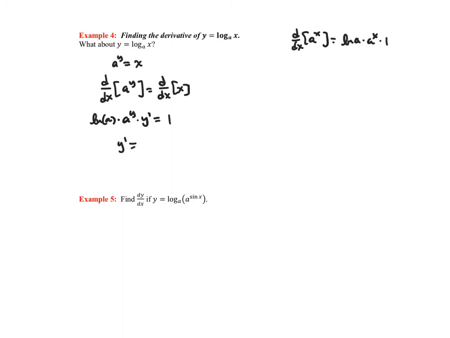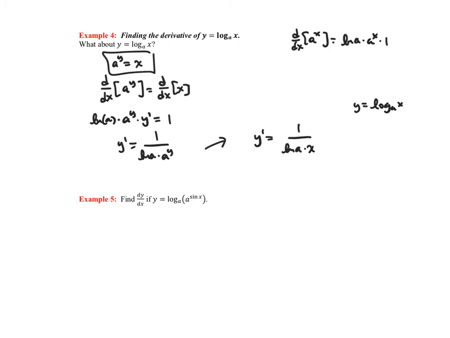So y prime will equal 1 over ln of a times a to the y, times a to the y. I know what a to the y is. It's x. I see that from where I started at the beginning. So this will be 1 over ln of a times x. So if y equals log base a of x, then y prime is equal to 1 over ln of a times x.